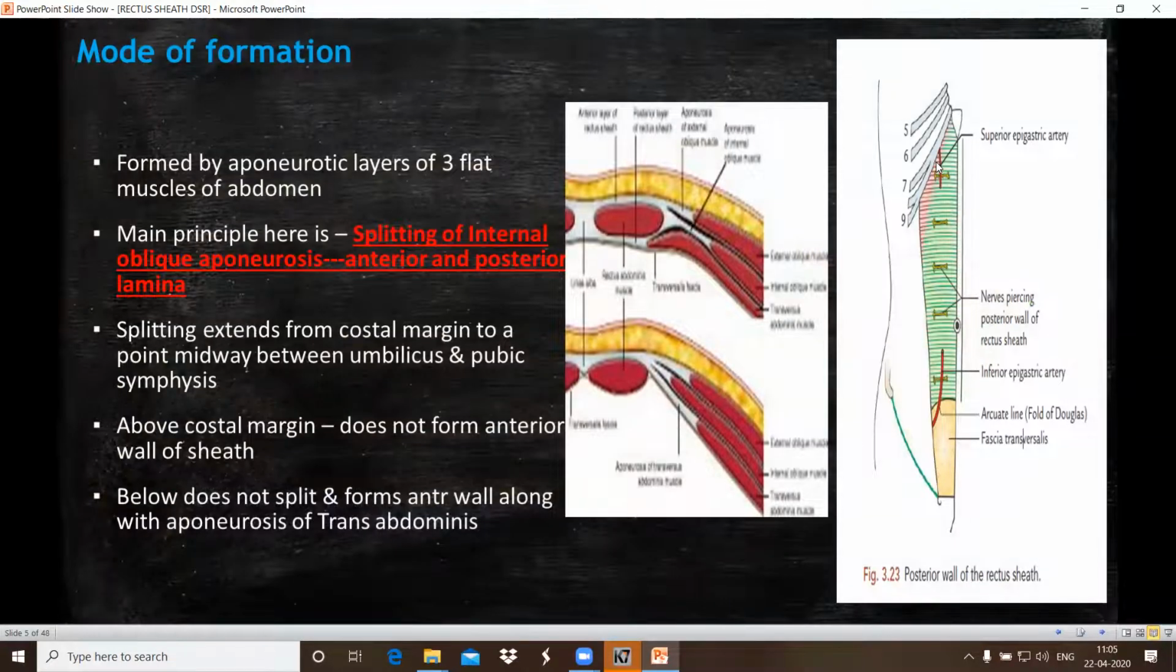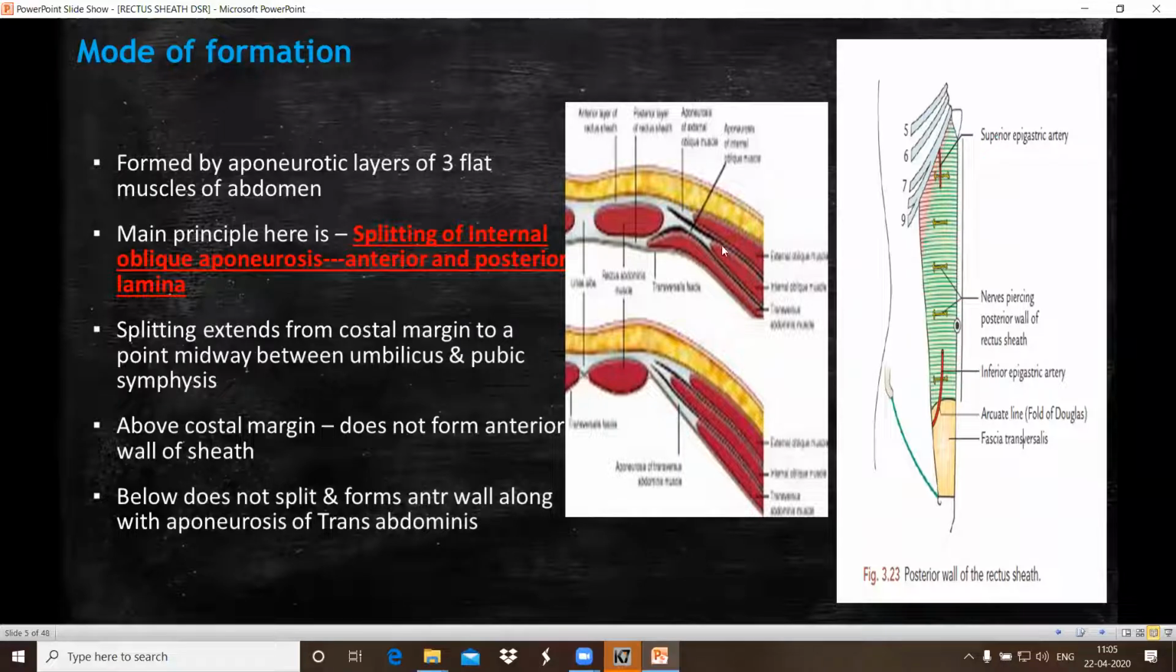So, the mode of formation. Already I told you the rectus abdominis is covered by a rectus sheath. It is formed by the 3 aponeurotic layers of the abdominal muscles: external oblique, internal oblique, and transverse abdominis. Among these, the internal oblique splits into 2 layers, anterior layer and posterior layer. The first diagram shows the 3 muscles from external to internal: external oblique, internal oblique, transverse abdominis.